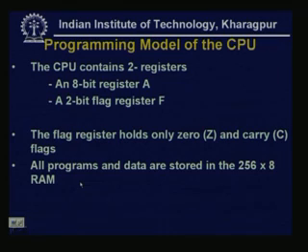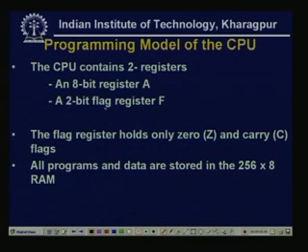Now first we assume the programming model of the CPU. The CPU that we want to design contains two registers, an 8-bit register A and a 2-bit flag register F. The flag register holds only the zero and carry C flags. All programs and data are stored in a memory, and the memory size is a 256 by 8-bit RAM.